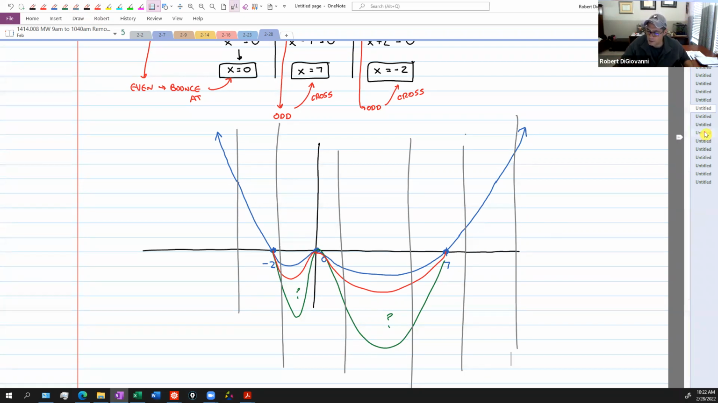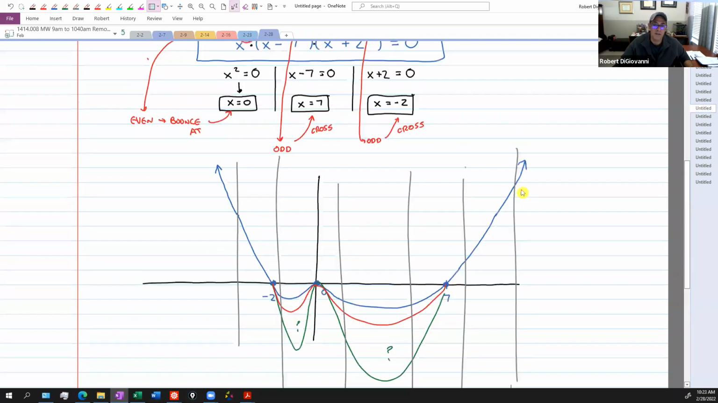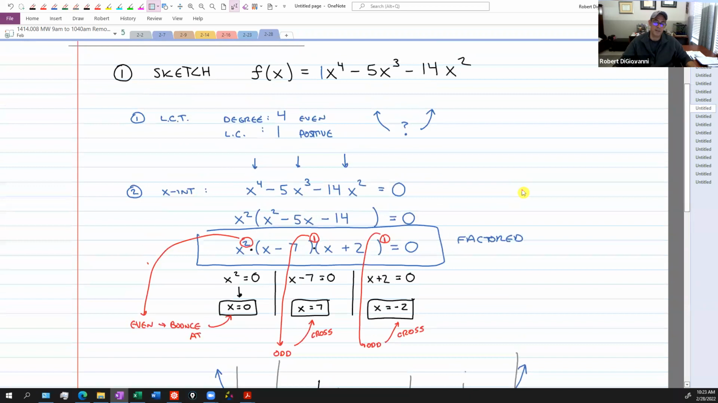All right, let's see here. So here's the good news. The set of steps, there's not that many for a polynomial. You determine the left and right-hand behavior using the leading coefficient test. You find the x-intercepts. You determine the multiplicity, which is bouncing and crossing, and then you draw your picture. There's really not a lot to do here.